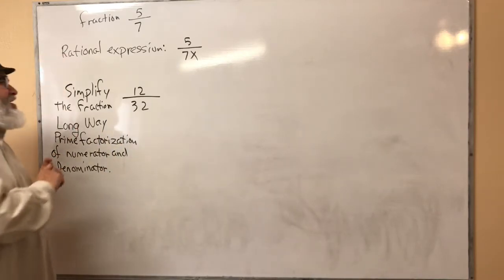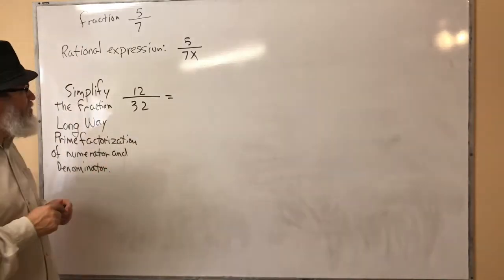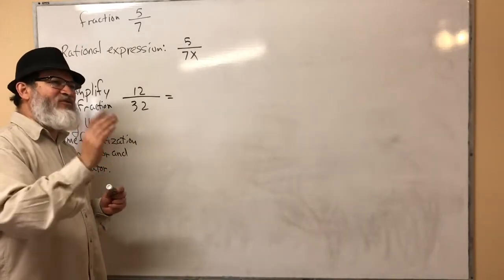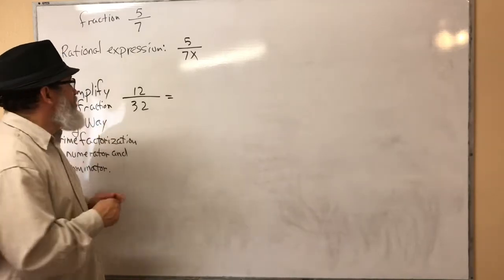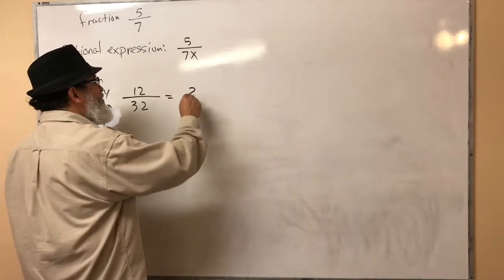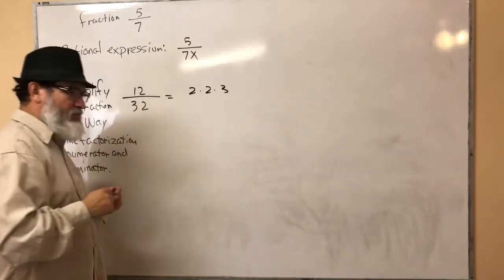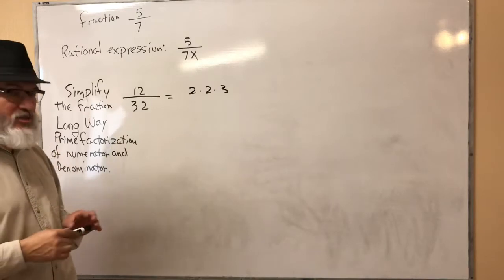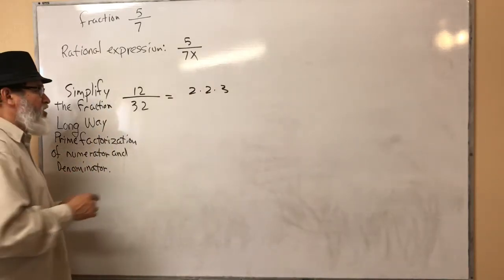Okay? So, what's the prime factorization of 12? Well, 12 is 4 times 3. And 4 is 2 times 2. So 12 is 2 times 2 times 3. Now, they are all primes. That's why it's called a prime factorization.